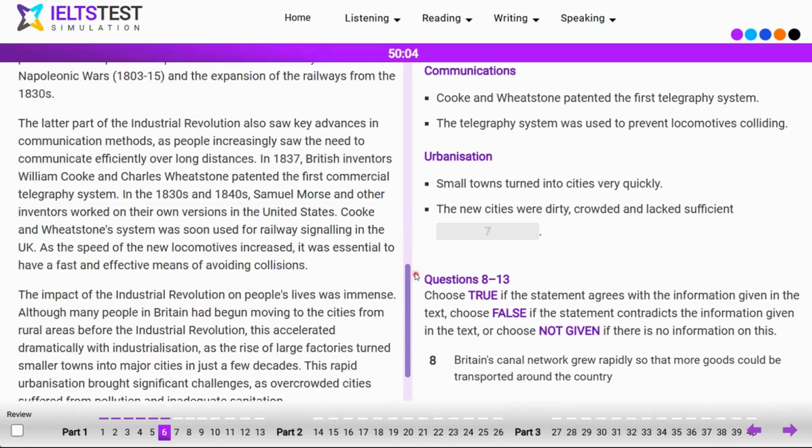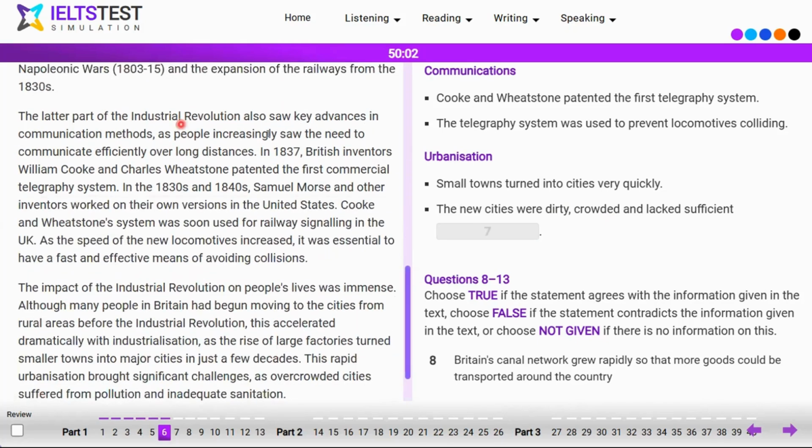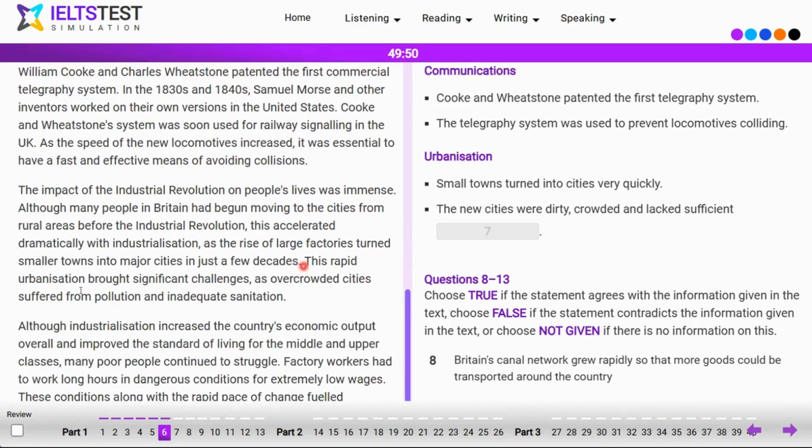Urbanization. Urbanization is not here. Small towns, new cities. Industrialization, large factories, rapid urbanization. Aha, last sentence. This rapid urbanization brought significant challenges as overcrowded cities suffered from pollution and inadequate sanitation. Pollution is a paraphrase for dirty. Overcrowded cities is a paraphrase for crowded.